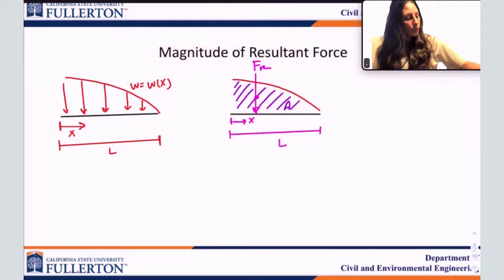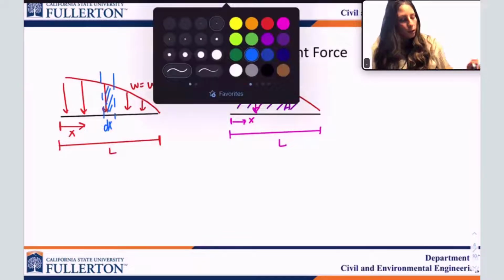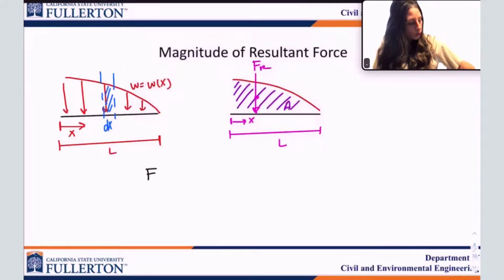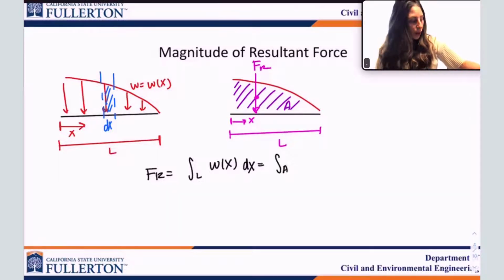So we're actually going to come back and do what we love to do in these derivations, and we're going to isolate a little tiny dx. Okay? And what we're going to do here is I'm going to write the formula for FR, which is the resultant force. This is the magnitude of the resultant force. We're going to apply equilibrium, so we would have the integral over L of W(x) dx, and this is actually just equal to the area under the curve in this diagram.